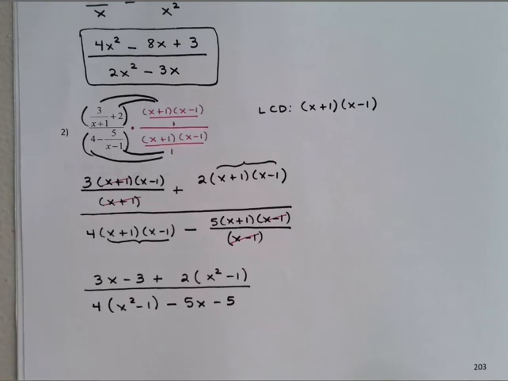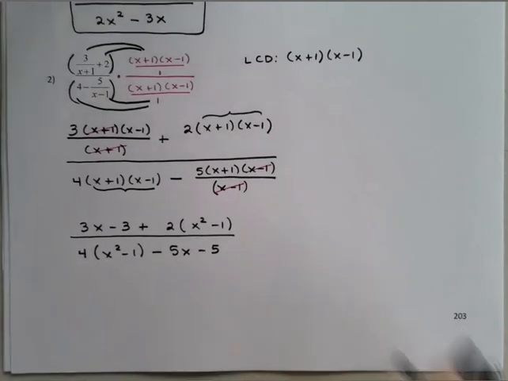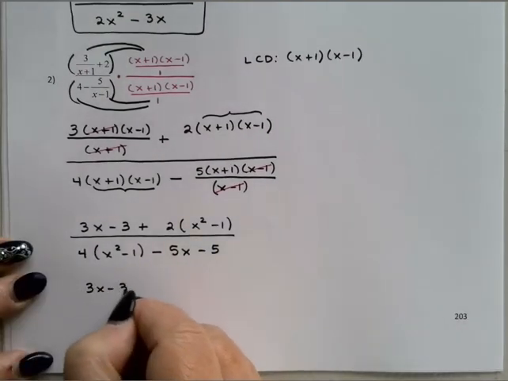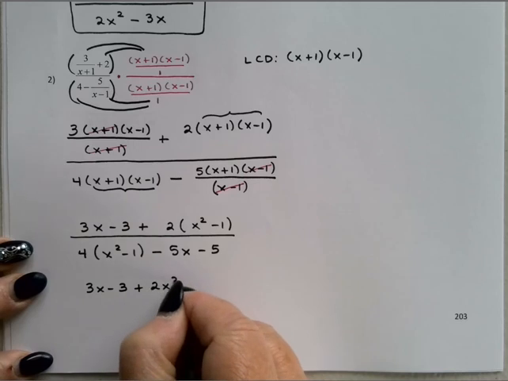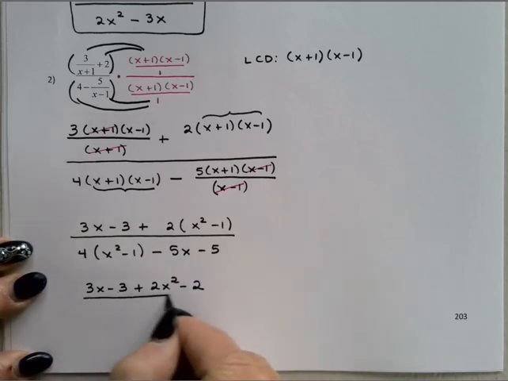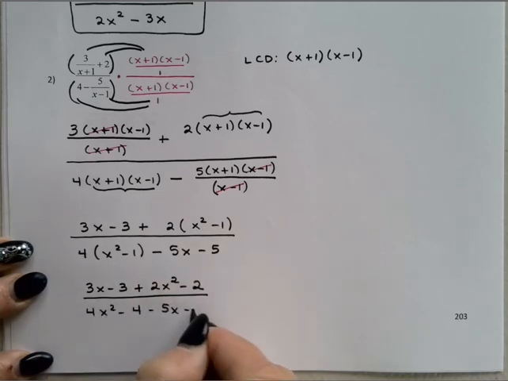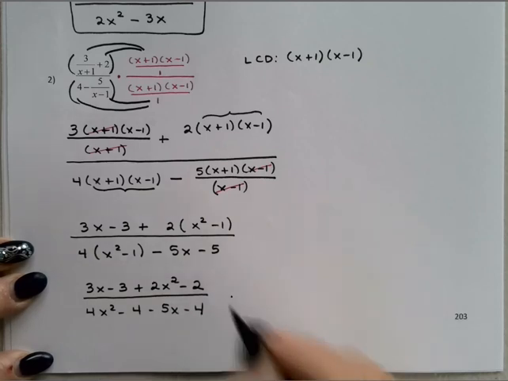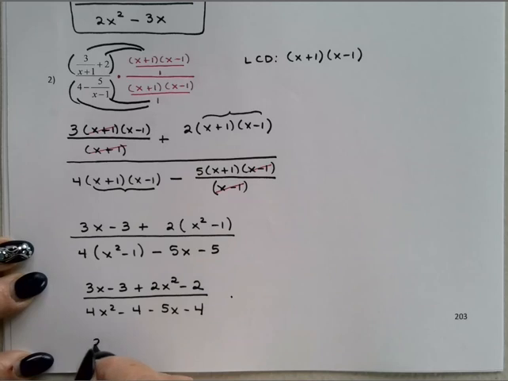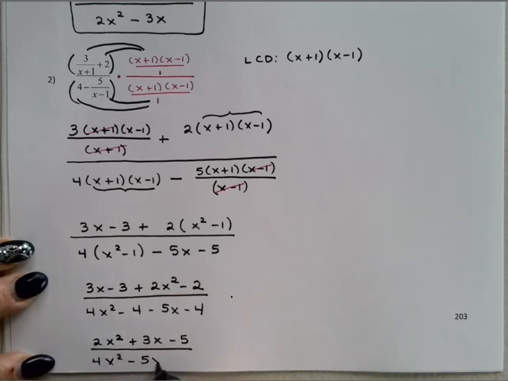All right, we're almost there. On the top, if I distribute the 2, that makes 2x squared minus 2. And same idea, I'll distribute the 4 on the bottom. And let's see here, combining some like terms. On the top I've got 2x squared plus 3x, and that'll make that a minus 5. And on the bottom we've got 4x squared minus 5x, and combining those will make that a minus 8.